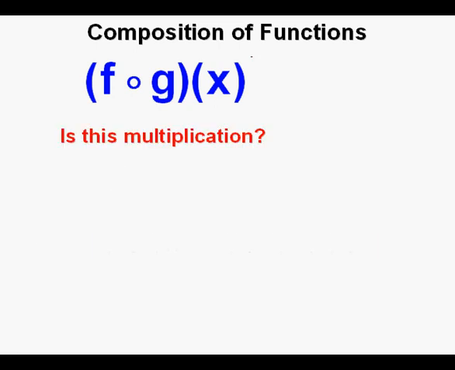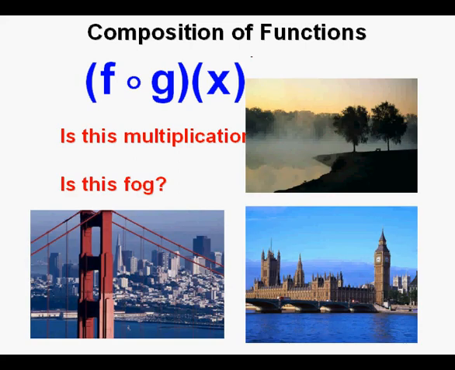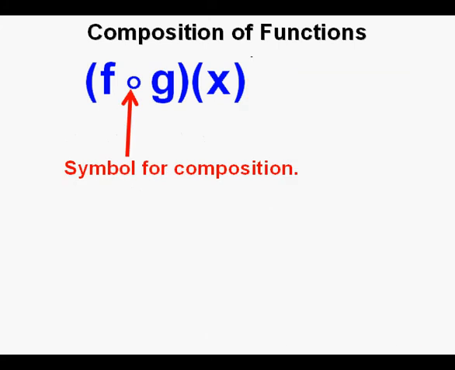Was this F circle G thing multiplication of F and G? Is this a dot for multiplying that the printer forgot to fill in with ink? Or is this FOG as in fog? It got me thinking about San Francisco and London, both noted for their often foggy weather. Well, it's neither multiplication nor fog. This is the symbol for composition.